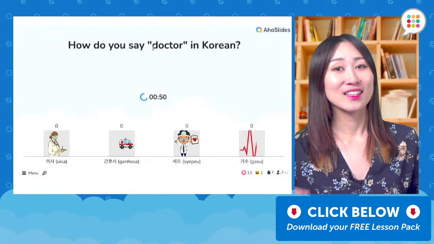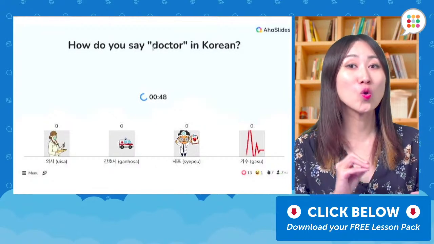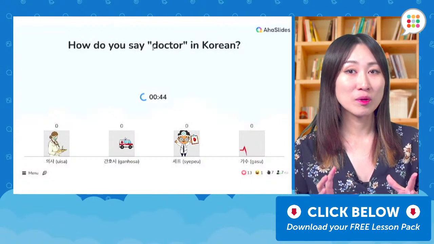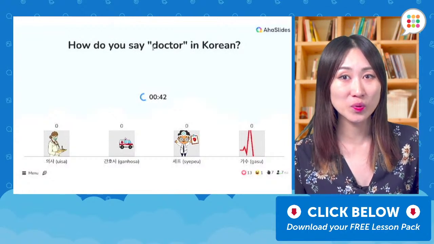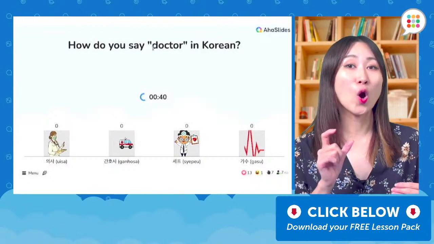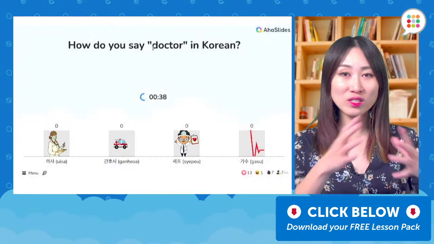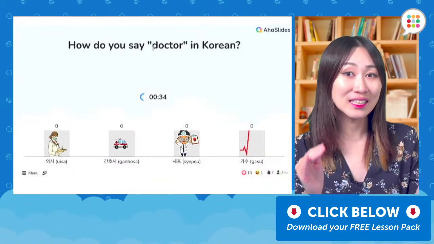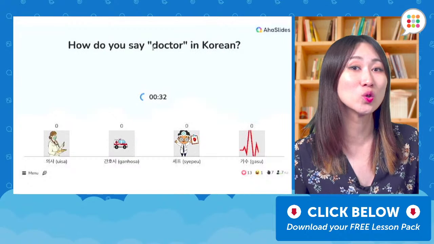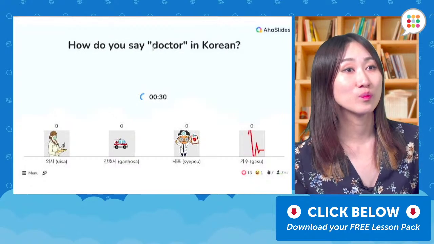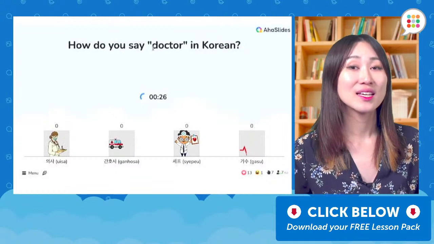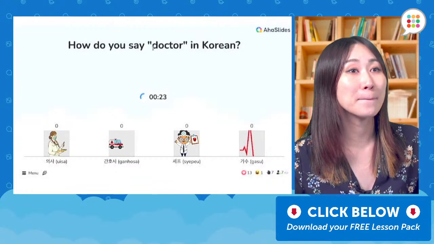Okay, and doctors work in 병원, right? By the way, a lot of people think 병원 only means hospital, but in Korean, 병원 also means clinic. So it doesn't have to be a big hospital, but it can mean a small clinic. We say this is also 병원. If you really want to mention the big hospital, that is 종합병원.